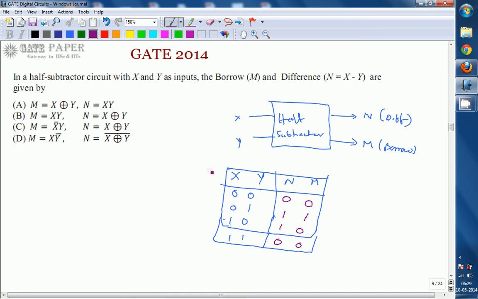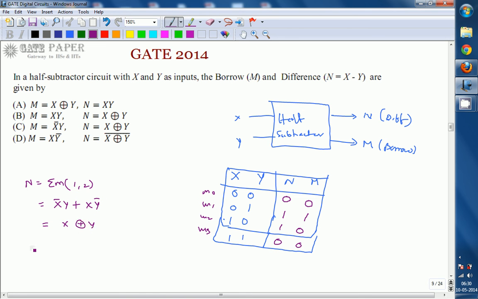So this can be written as minterm 0, minterm 1, minterm 2, minterm 3. N is a function of X, Y, consisting of minterms 1 and 2. So it can be written as X bar Y plus X Y bar, which is nothing but X exclusive-OR Y.